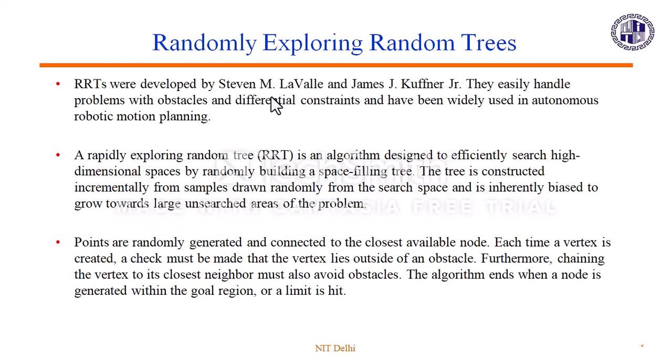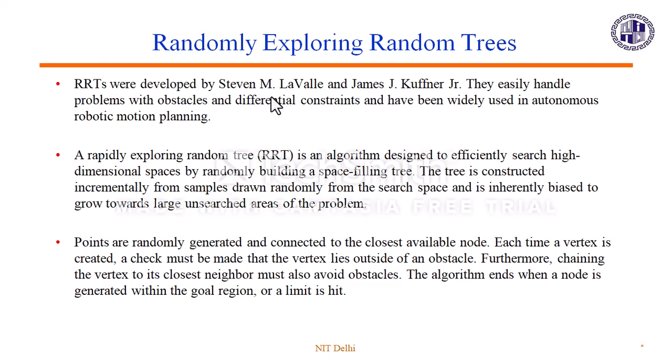RRT was developed by Stephen M. LaValle and James J. Kuffner Jr. They easily handle problems with obstacle and differential constraints, and have been widely used in autonomous robotic motion. A rapidly exploring random tree is an algorithm designed to efficiently search high-dimensional space by randomly building a space-filling tree.